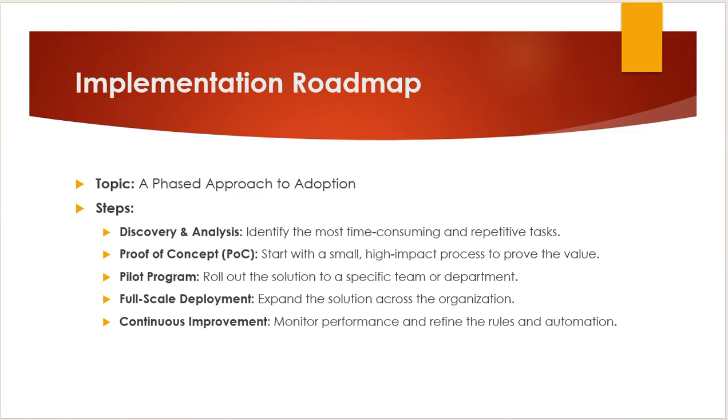Then we draw the wireframes, the process flow chart, and the technical process flow charts showing how it will work. Then start the full-scale development and expand the solution across the organization, and create the wireframes and prototype of that solution to demonstrate to the stakeholders how it will work. Then continuous improvement: finally, the development is done in the production environment, and we monitor the performance, refine the rules and automation, then get feedback, and again improvement, development and discovery.